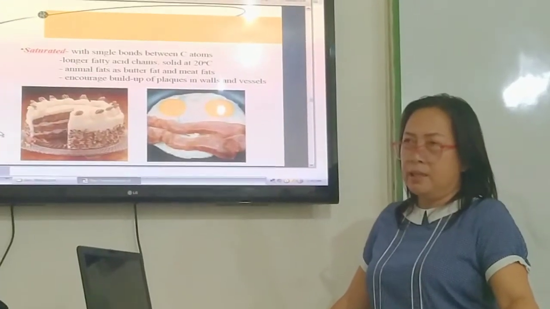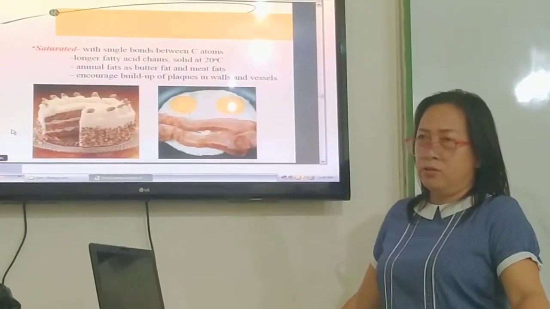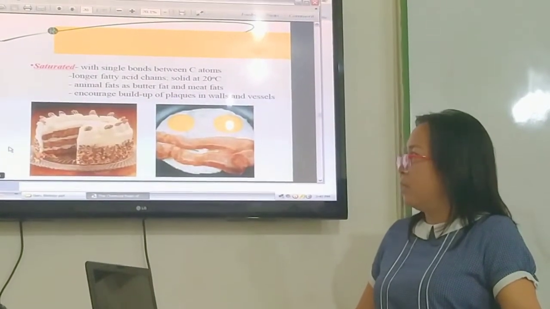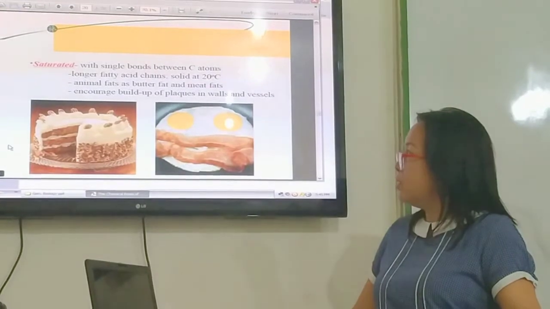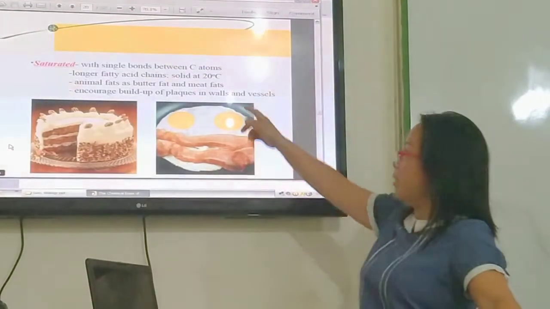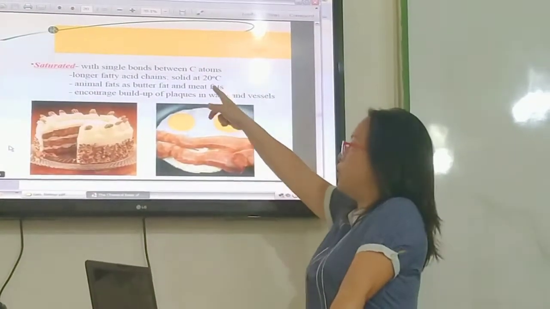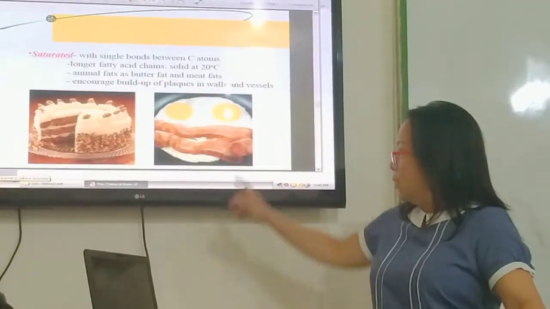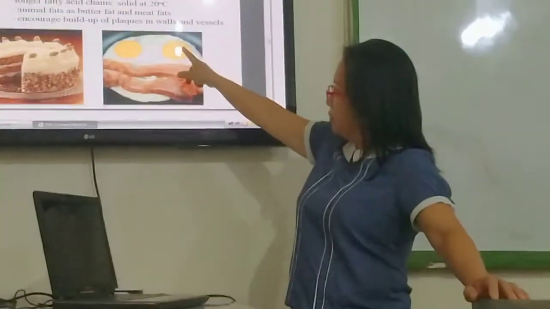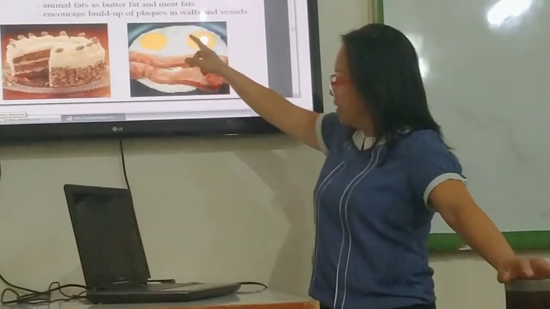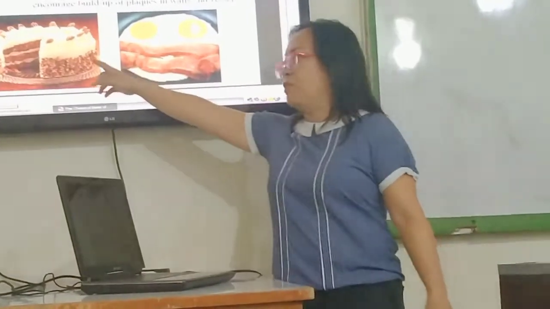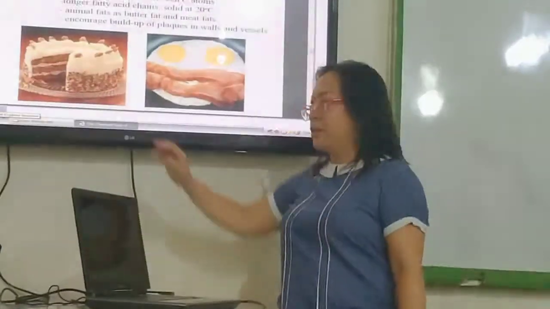It's made up of single bonds and several hydrogen atoms. And it is said to be solid at room temperature. So this is room temperature, 20 degrees Celsius, and this is solid at room temperature. Okay? For example, the fats here, saturated, it's made up here. Oh, the cake. It's solid at room temperature because this is made up of butter. The drinking butter on cake.